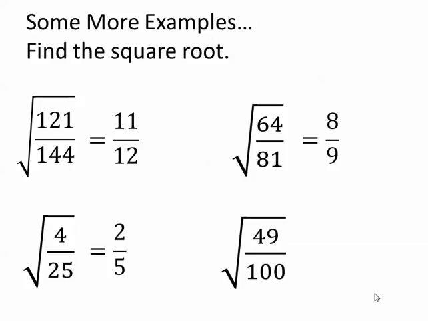All right, if you thought about 8 times 8 equaling 64 and 9 times 9 equaling 81, then you have the square root of 8/9. And on the final problem, if you thought about 7 times 7 equals 49 and 10 times 10 equals 100, then you have the square root of 49 over 100, which is 7/10.